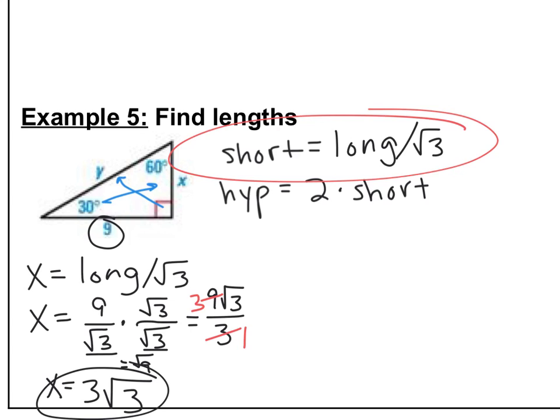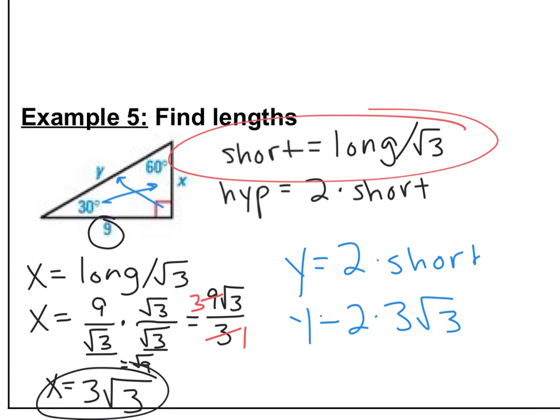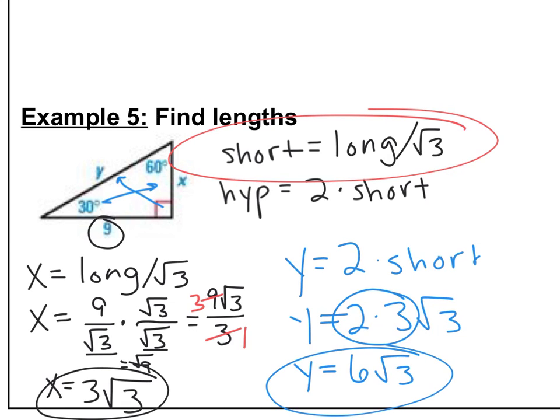Now from there we can find our hypotenuse. In order to find our hypotenuse, which is y in this case, y is equal to 2 times the shorter leg. So we take 2 times 3 radical 3. Can't mess with anything inside the radical, so we're just going to multiply those two together. So 2 times 3 is 6. 6 times radical 3 would be our final answer.